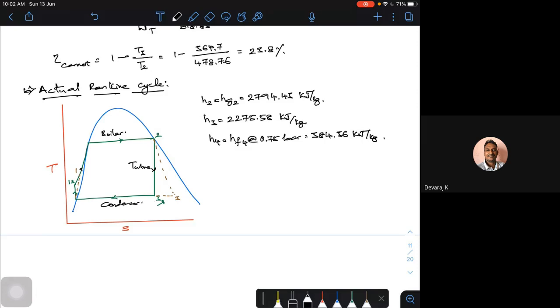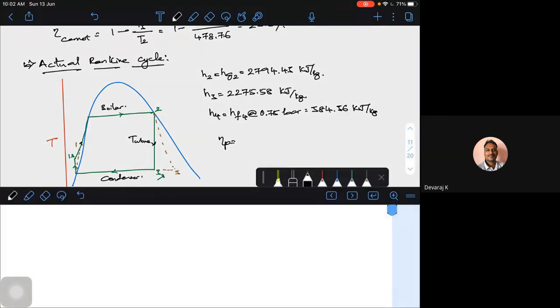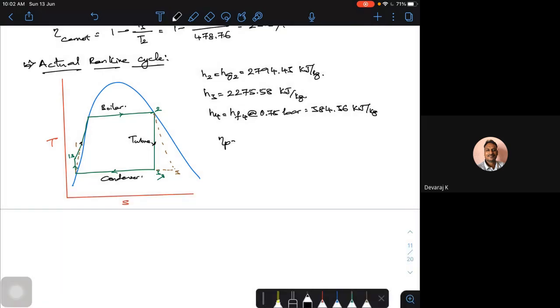What do you mean by it actually? That means the pump efficiency is equal to H1S minus H4 divided by H1 minus H4. This is my pump efficiency.